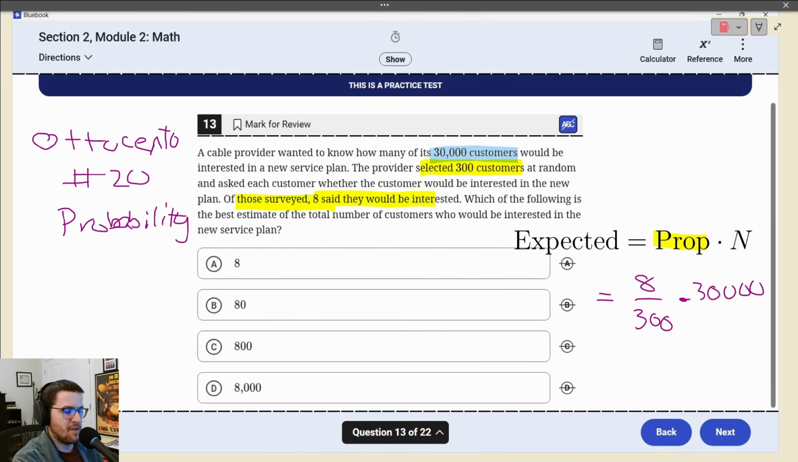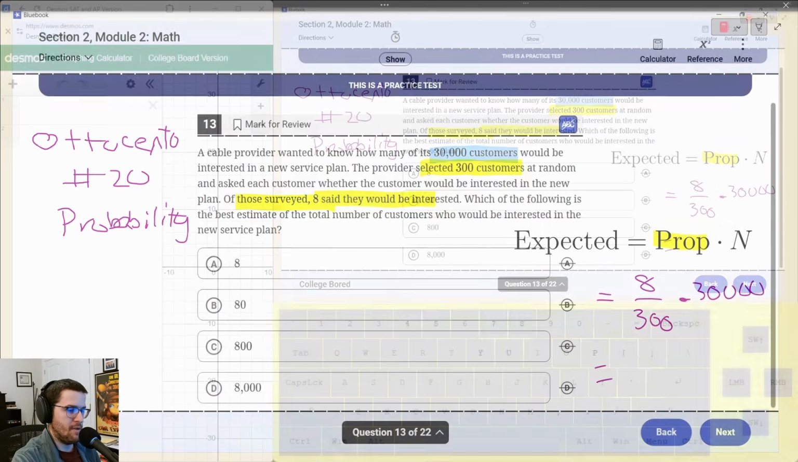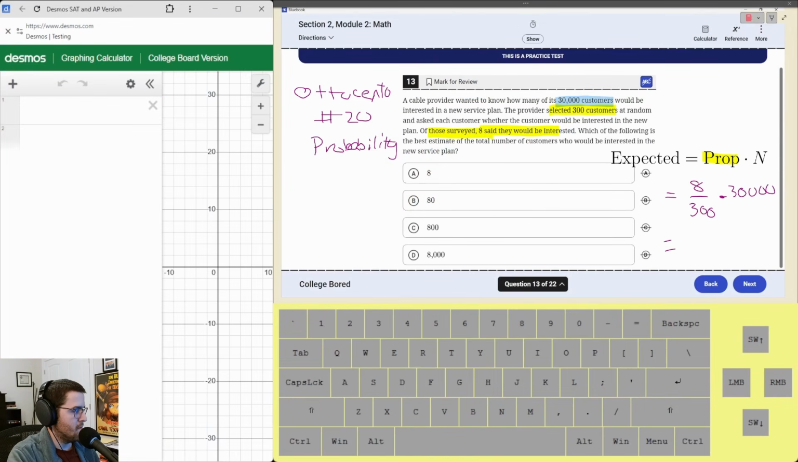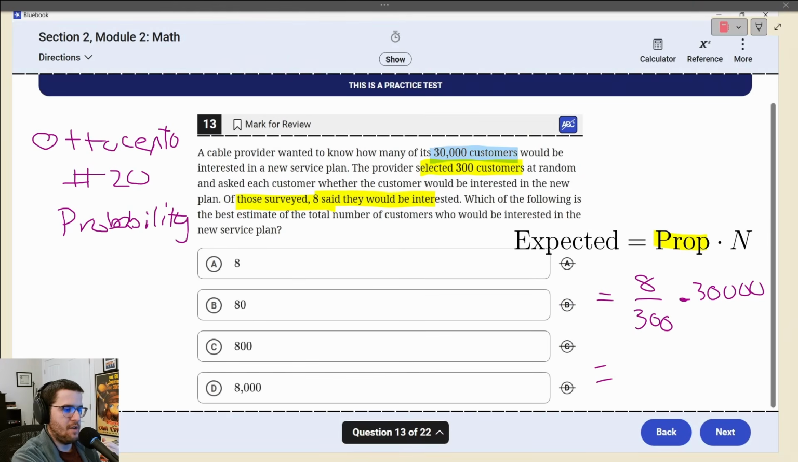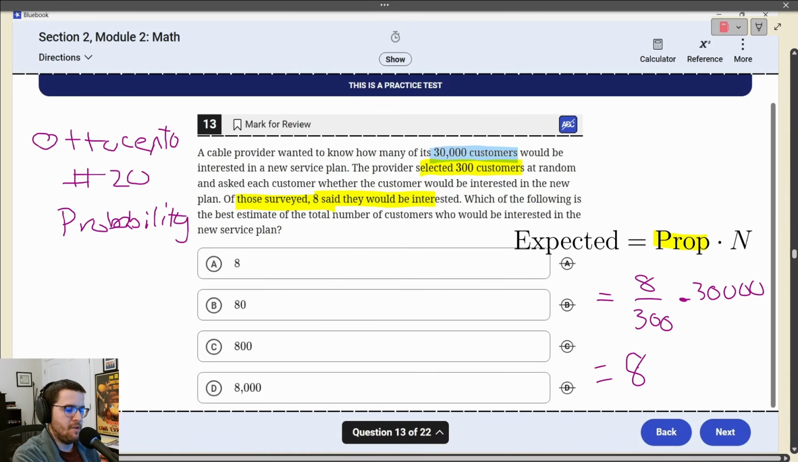And if you get this wrong, honestly, you probably just typed it into your calculator wrong. That's probably what most people did wrong. Just to be thorough, let's go over that. So we can do 8/300 asterisk 3 and then 4 zeros. 1, 2, 3, 4. And I am getting 800 people. And that is choice C, which is the answer.